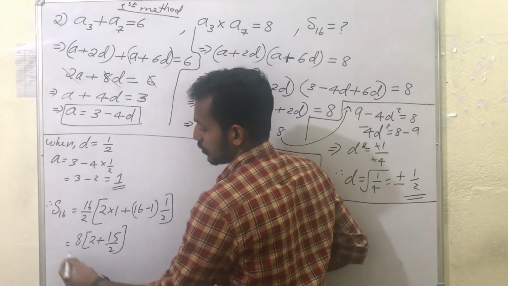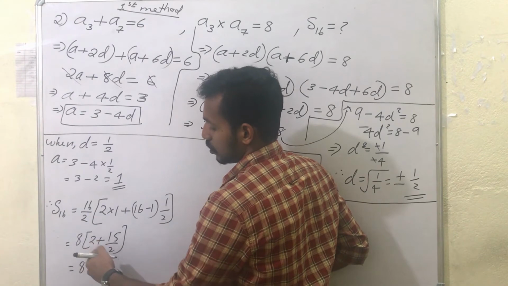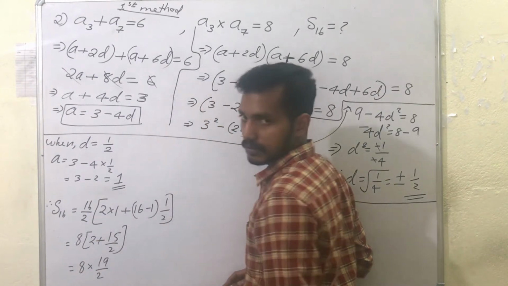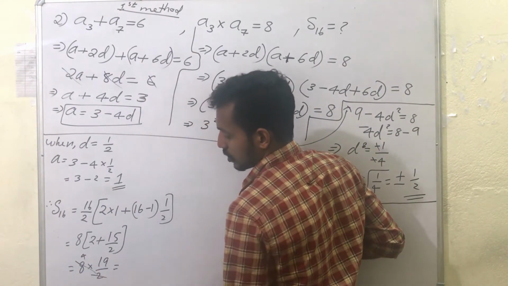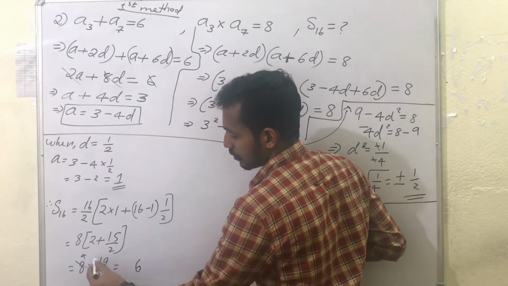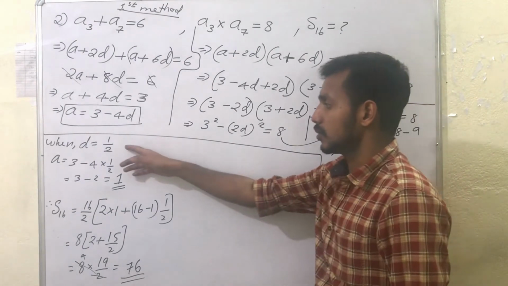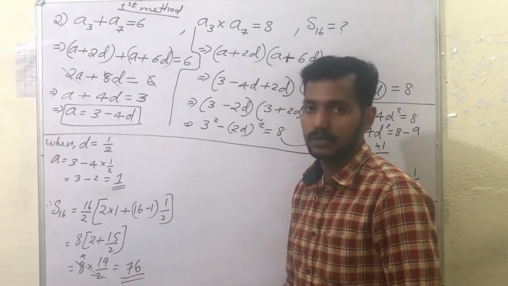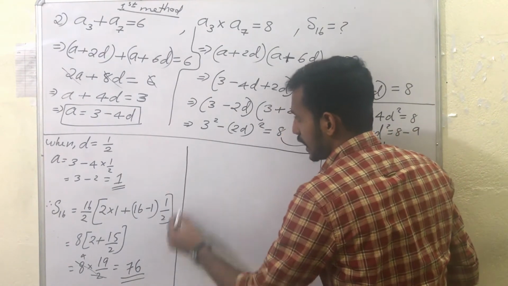Which is equal to 8 into 2 into 2 is 4, 4 plus 15 by 2 is 19 by 2. Clear? Take that 2 as cancel, we will get a 4, which is equal to 4 into 19, which will be 4 into 9 is 36, 3 4 is 76. So when D is equal to 1 by 2, the value of A is 1, so the sum of 16 terms is equal to 76.